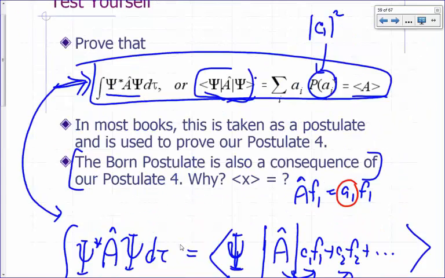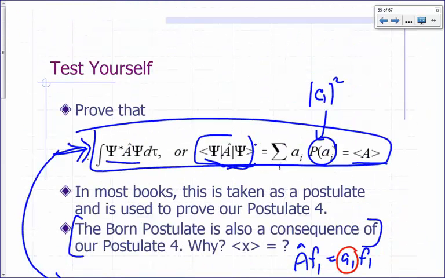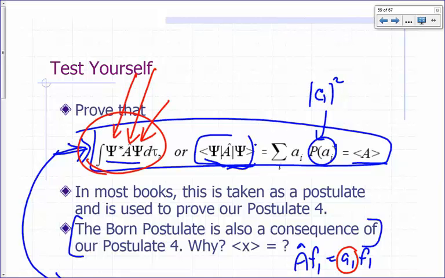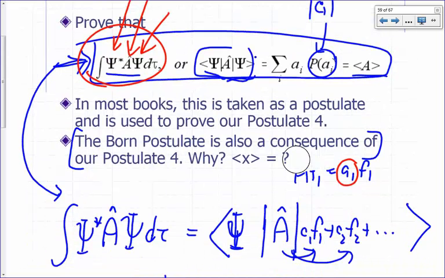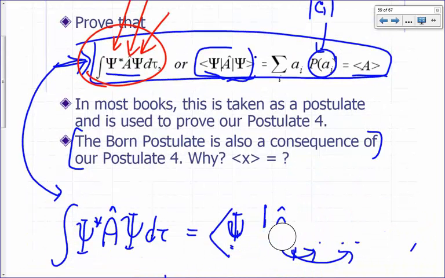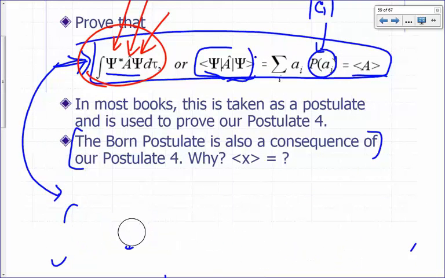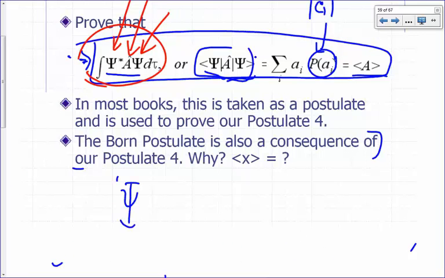So to get the average or expectation value of property A, all you have to do is this. Apply operator A on whatever psi is, multiply by the complex conjugate of psi, integrate over all space. Okay? Now, we talked about the Born postulate earlier, a few lectures back. What did we say the Born postulate was? That the absolute value of psi squared is a probability density function, right?